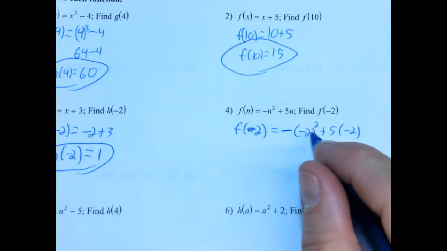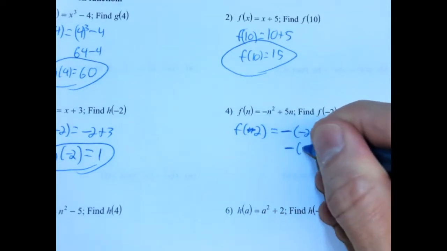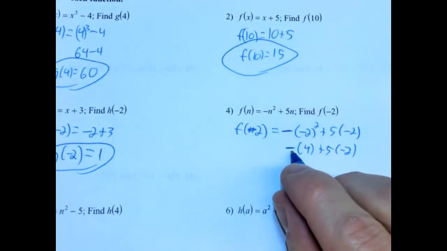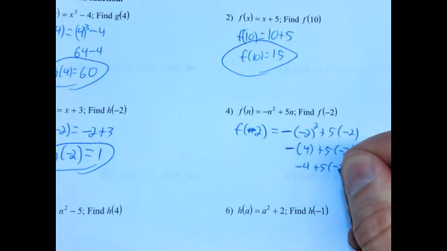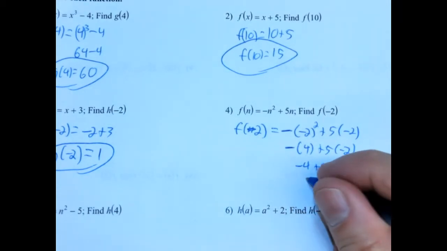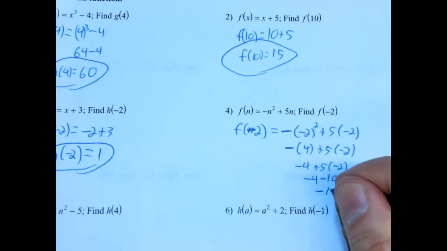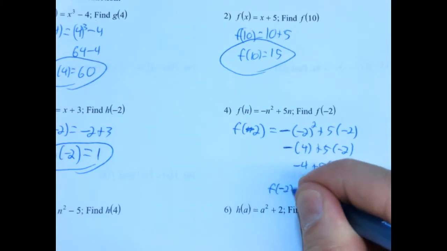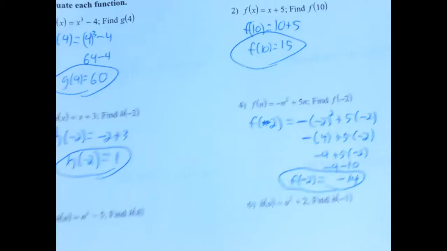So, all right, we have to do the exponent first. We have to do 2 times itself, which is positive 4. So we have negative, then 4 plus 5 times negative 2. This is really negative 1. Negative 1 times 4 is negative 4 plus 5 times negative 2. 5 times negative 2 is negative 10, so negative 4 minus 10, and negative 4 minus 10 is going to be negative 14. So that function right there, be very careful of your signs. It's easy to make a mistake on that one.